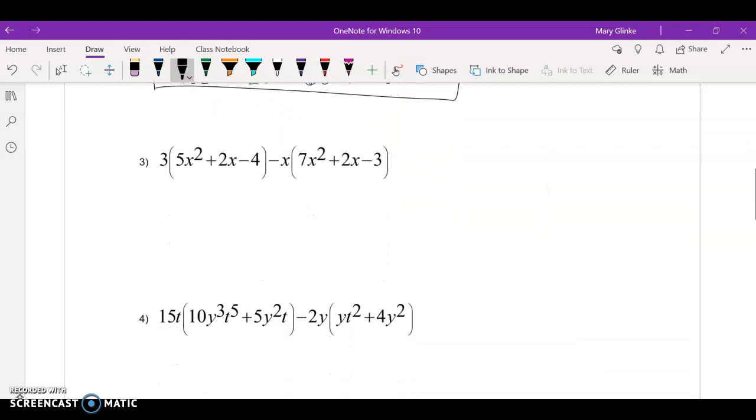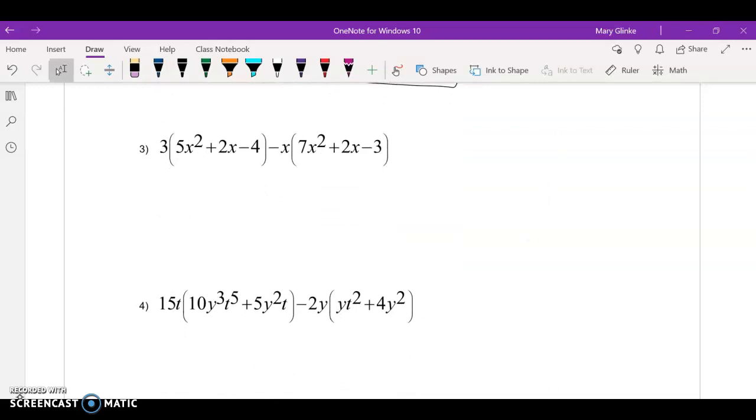So now what we're going to do is that same idea, but we're going to combine it with combining like terms. So let's do this first one. We're going to multiply everything here by 3. So that's going to give us a 15x squared, a 6x, and a minus 12.